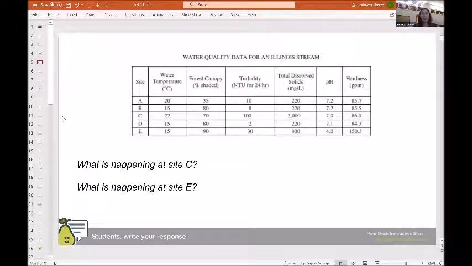Well, this is an example. This is a chart with data on water quality for a particular stream in Illinois. And what I want you guys to do is look at it, and I want you to tell me what you think is happening at site C and at site E. Remember, be very, very specific about what particular type of water pollutant might be at those sites.